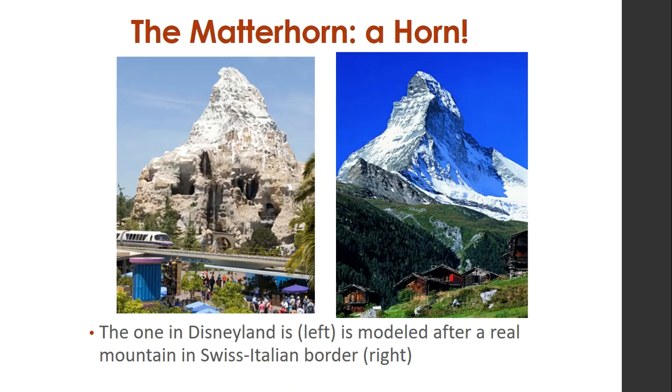So the one in Disneyland, the Matterhorn on the left, is modeled after a real horn on the Swiss-Italian border on the right. They modeled it after it exactly. So the next time you go to Disneyland, you can wow your friends with your knowledge of how horns are formed, and that this one was modeled after one on the Swiss-Italian border.